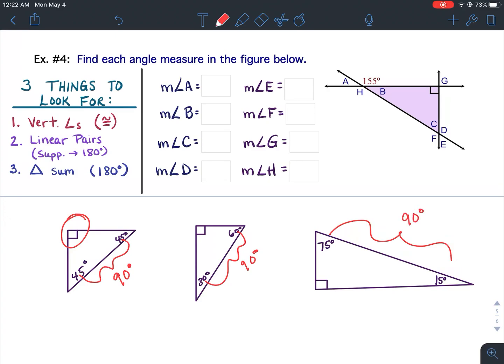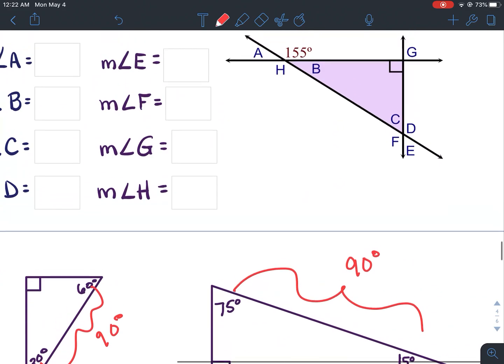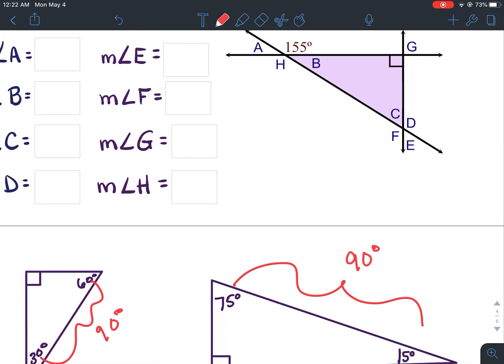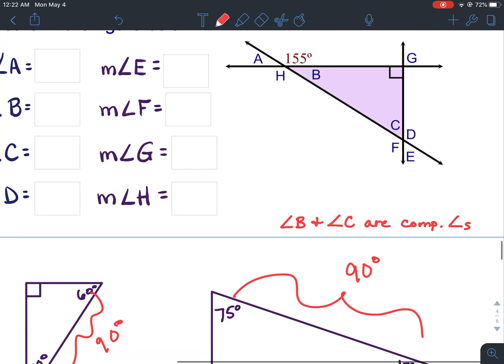The reason why I showed you this is if you have a right triangle, that means that one of the angles is a right angle. If you have a right triangle, then the 2 angles that are not the right angle add up to 90. So B and C are complementary angles. So I want you to write that down here. I want you to put angle B and angle C are complementary angles. They add up to 90 degrees.